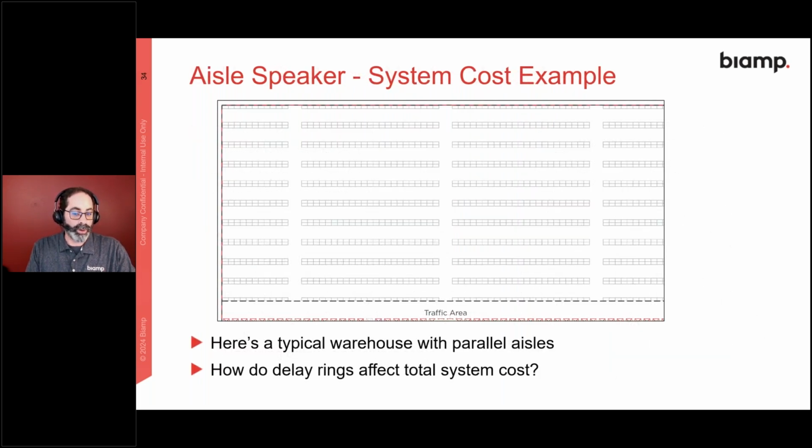So here's a very basic warehouse type environment. This could be a grocery store. This could be a big box retail. The bottom portion of this has a little traffic area where some loading docks are located, and the rest of it is aisles left and right, for storage.